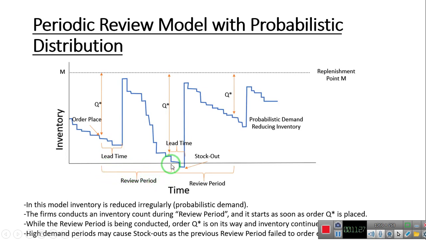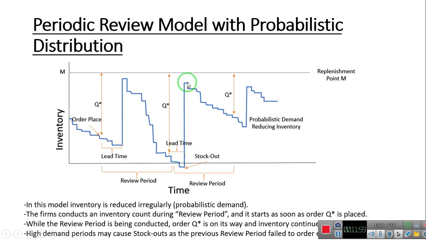And then at the end of the review period, let's say right here, you put the order in. That takes time. That's the lead time. And then the order comes in, your Q star comes in, and your inventory shoots up to some level. But of course, it doesn't hit the replenishment level, the full replenishment level. Why? Because during the lead time, you have been selling this inventory. So of course, it's never going to reach that level.